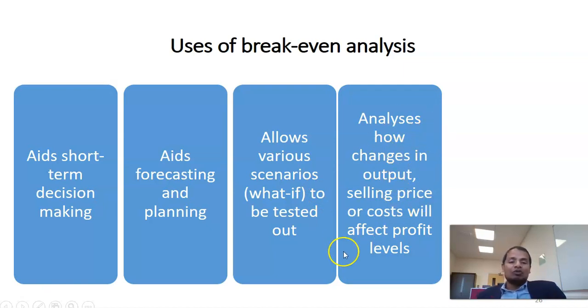Analyze how changes in output, selling price and cost will affect our profit level. This is just what I mentioned. If volume increases or decreases, if selling price increases or decreases, or cost increases or decreases, how will our profit amount, break-even amount, and margin of safety amount be impacted? We can analyze those as well, and these are really important facts in running a business and making different decisions regarding running the business.